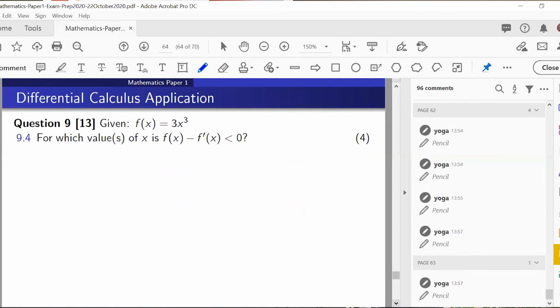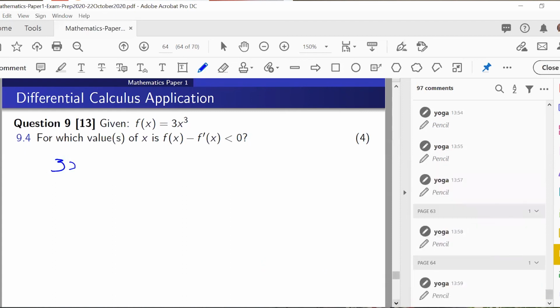Find the values for which the difference between f and its derivative is less than 0. We're going to take that straight away. F of x, 3x cubed minus 9x squared, is less than 0, which means 3x squared into x minus 3 is less than 0.